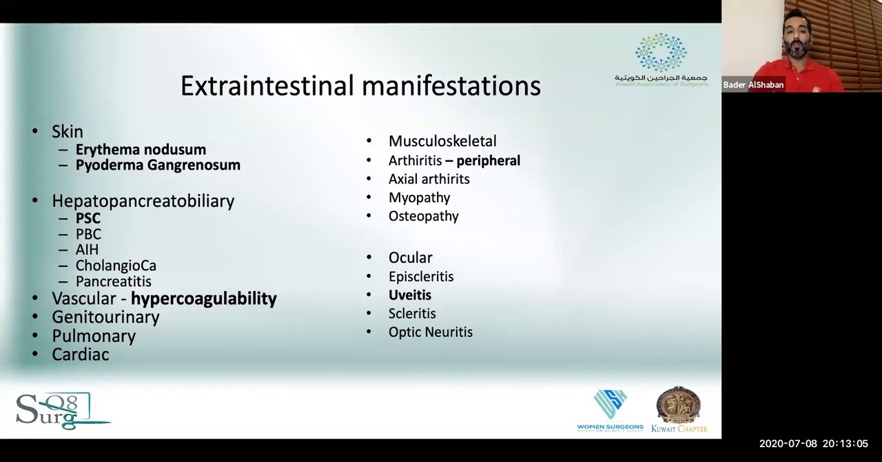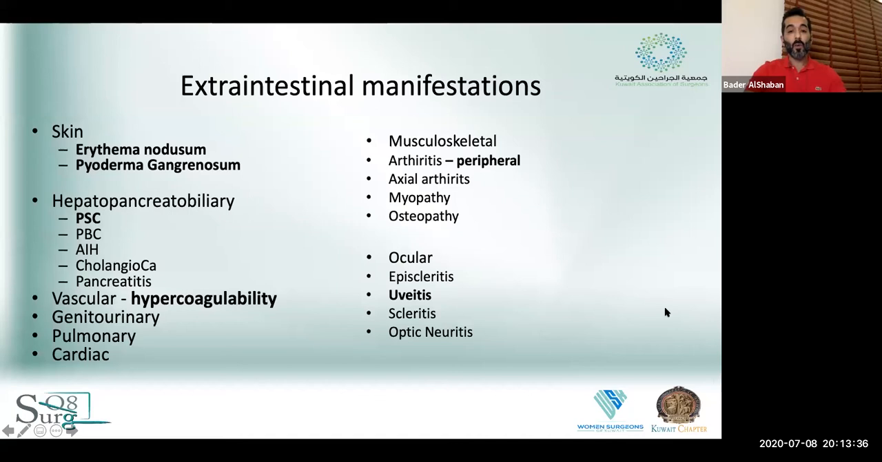In the hepatobiliary system, primary sclerosing cholangitis seems to be the biggest problem that we may face with IBD patients. In terms of the vascular system, hypercoagulability is something that we should always be aware of, and they do have a slightly higher risk of thrombosis and DVT formation. When it comes to the musculoskeletal system, peripheral and large joint arthritis seems to be the biggest problem, and when it comes to the eyes, uveitis is the most debilitating out of all these complications.